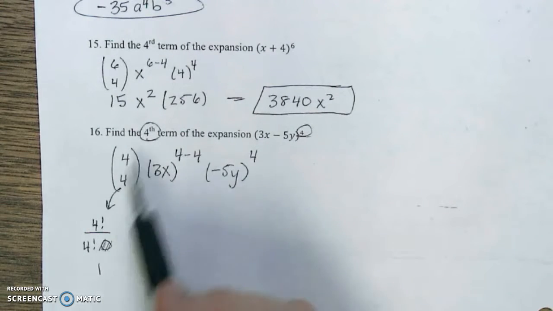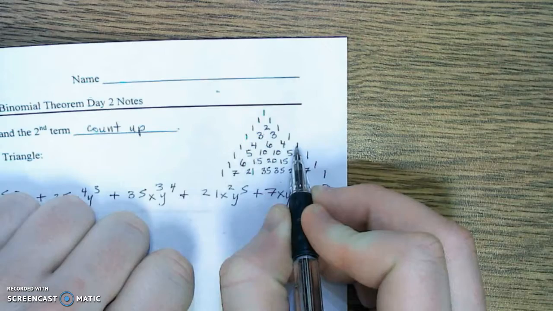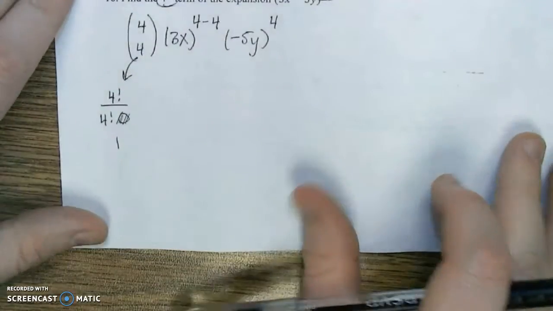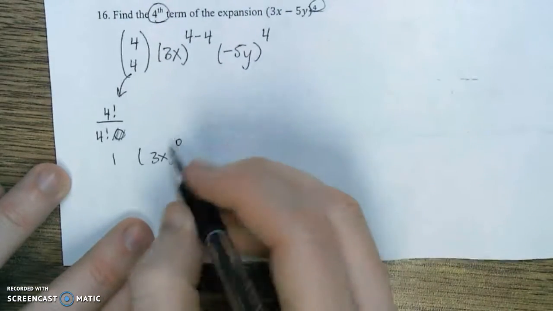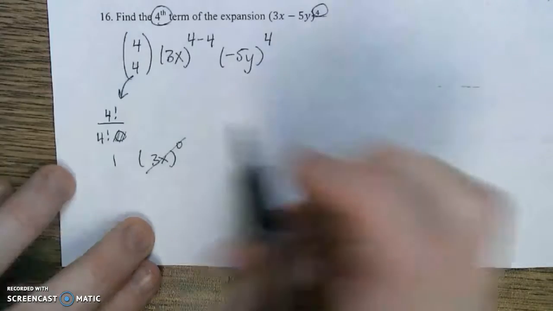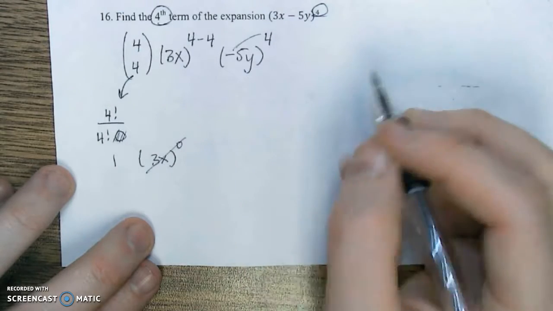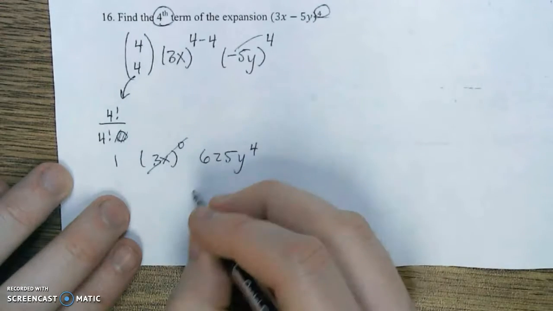The other way to look at it is go to row 4 and the 4th number. And so if we look at that in Pascal's triangle, we've got 1, 2, 3, 4. The 4th number is 1, if you want to do that instead. So I've got 1, and then I've got 3x to the 0, which means nothing. And then I've got negative 5 to the 4th, which is positive 625, y to the 4th, and so you get 625 y to the 4th.